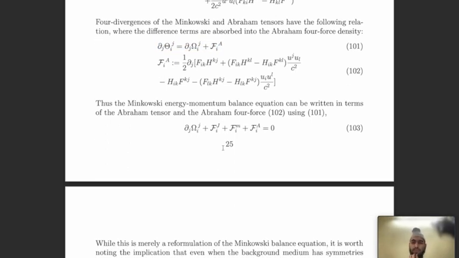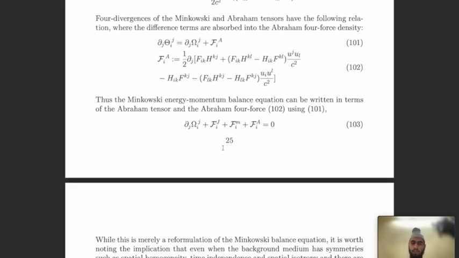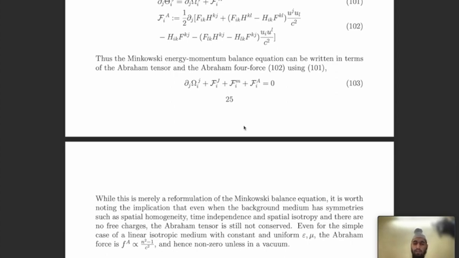Recall the Minkowski energy momentum balance equation, which only had two force terms. If we rewrite that to get an Abraham energy momentum balance equation, so to say, we get three force terms. And in simple situations where we have symmetries of the medium such as homogeneity, time independence, isotropy, and no free charges, the Fj force term, the Fm force term, they both go to zero. We've seen that earlier. The Fa, the Abraham force, does not go to zero even in these very, very symmetric situations.